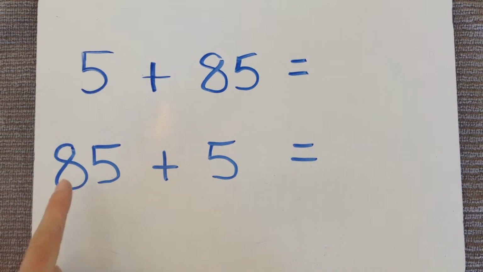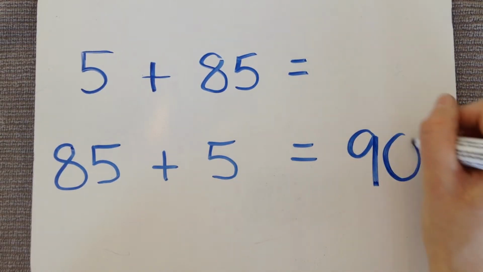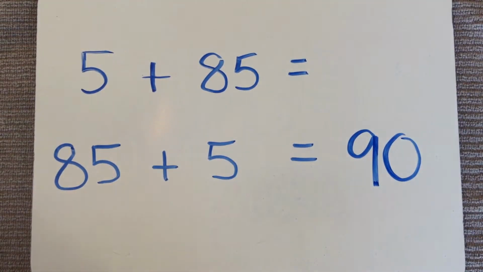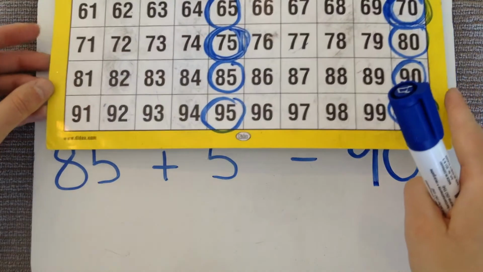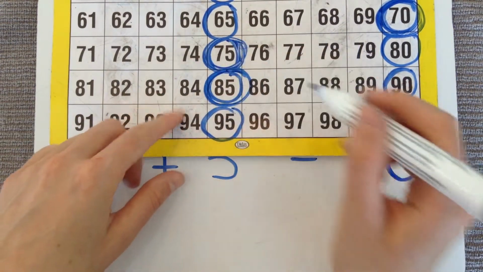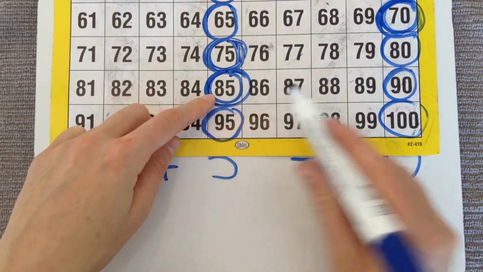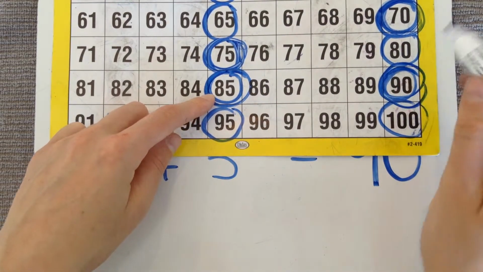Now I have to think, what would I say next if I were counting by 5s and I was already at 85? 85, 90. 90 would be the next number. Let's just double check it. It's always good to verify what you think in math. Here's 85. And the next number I would say after that in my skip counting by 5s pattern is in fact 90.